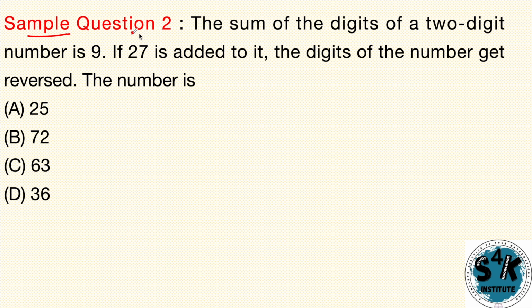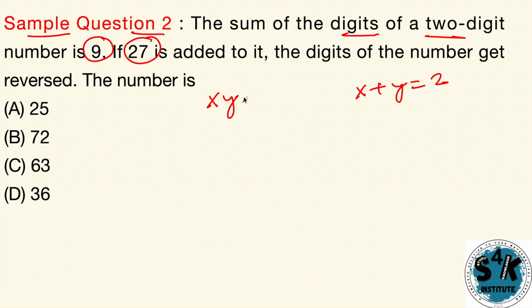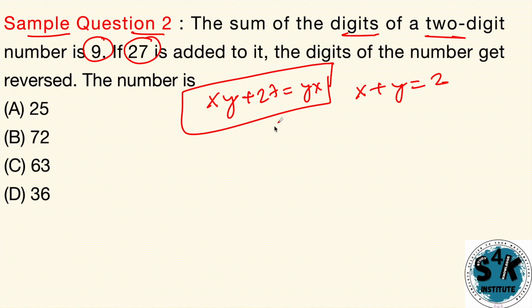Now sample question 2. The sum of digits of a two-digit number is 9. So let's assume the two-digit number that we have is xy. So x plus y is given to you as 9. If 27 is added to it, so if you add 27, the number gets reversed, right? So they are asking what number it is, right? Oh my bad, the sum of the digits of the two-digit number is 9, given to you, right? So let's see.